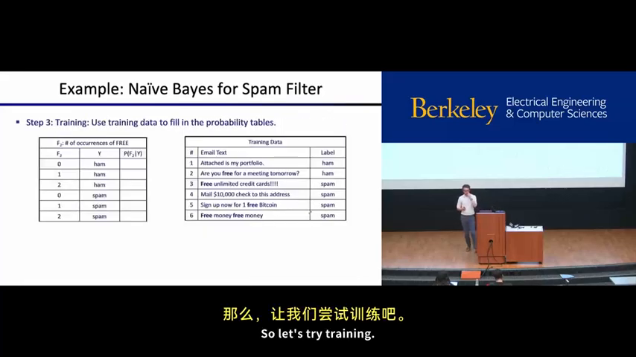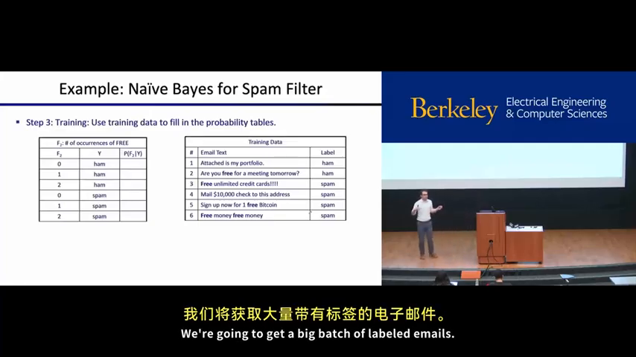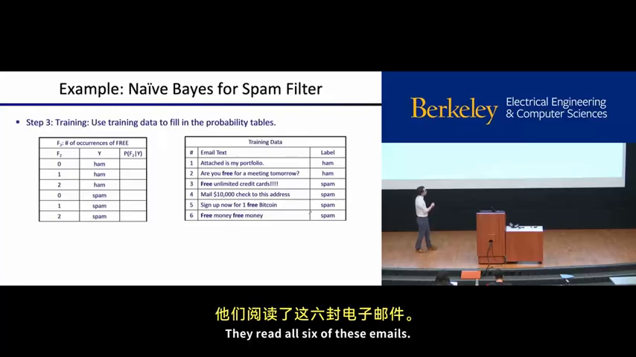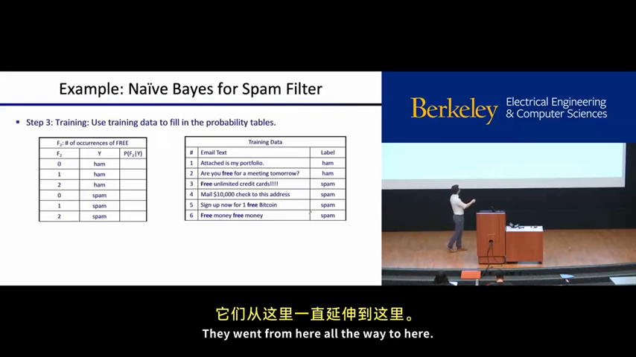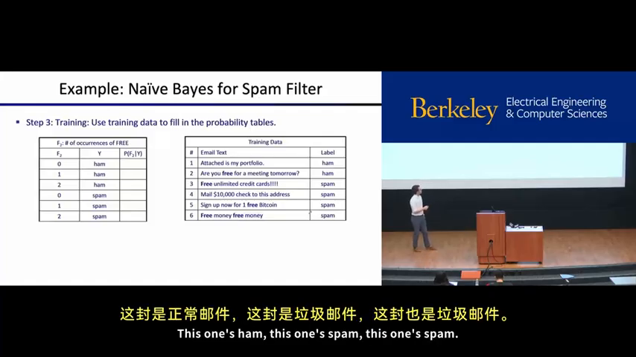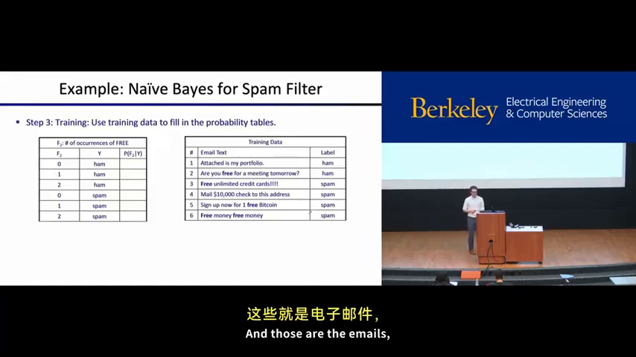All right, so let's try training. So what is training? We're going to get a big batch of data. We're going to get a big batch of labeled emails. So someone went through the trouble of looking at all 6 of these emails. They read all 6 of these emails. And these emails were pretty long. They went from here all the way to here. So that's a lot of reading. And then there's all these labels they had to come up with, like this one's ham, this one's spam, this one's spam. Okay, so there's like some hams and spams. And those are the emails.